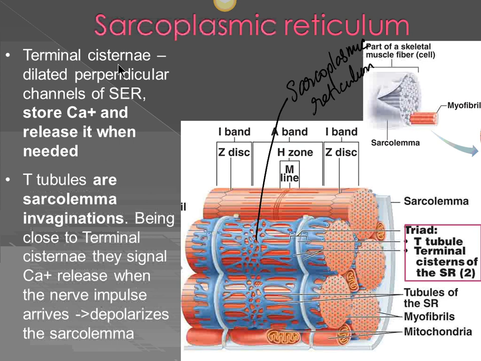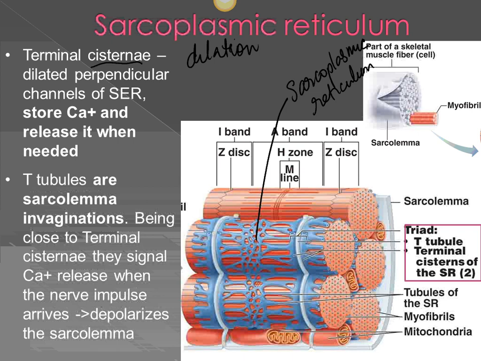How are you going to remember? The word cisternae means dilation. Cistern means dilated. Cisternae means many. So this means some sort of a dilation, some dilated structure. Terminal towards the end. Can you remember that? Okay. So terminal dilated channel.